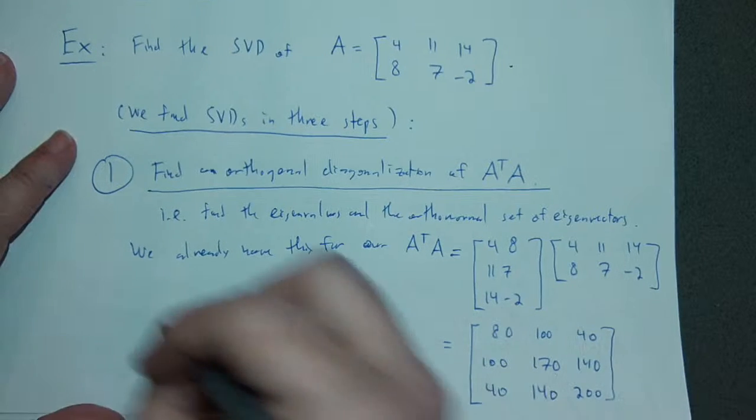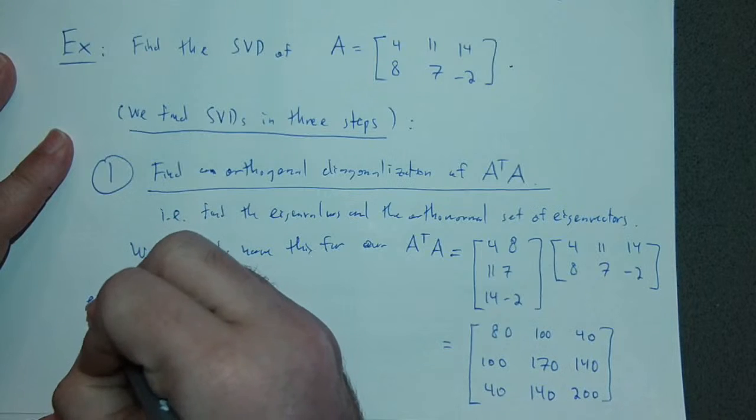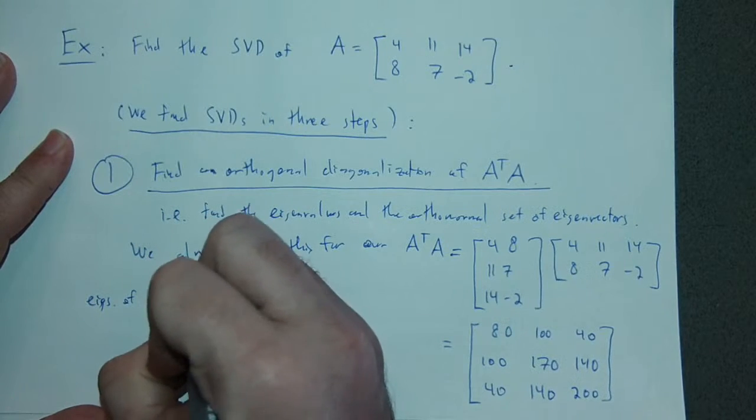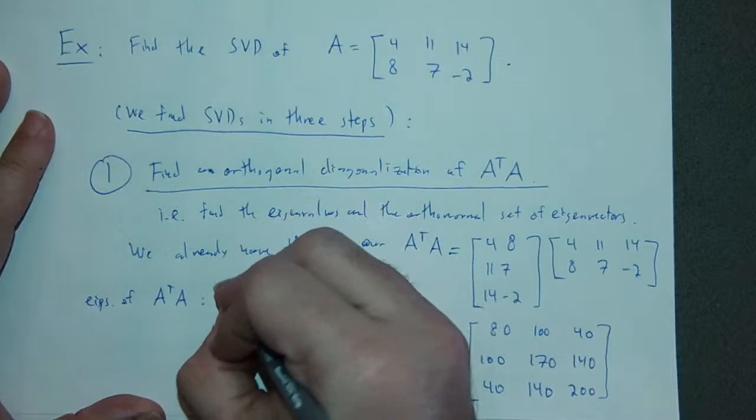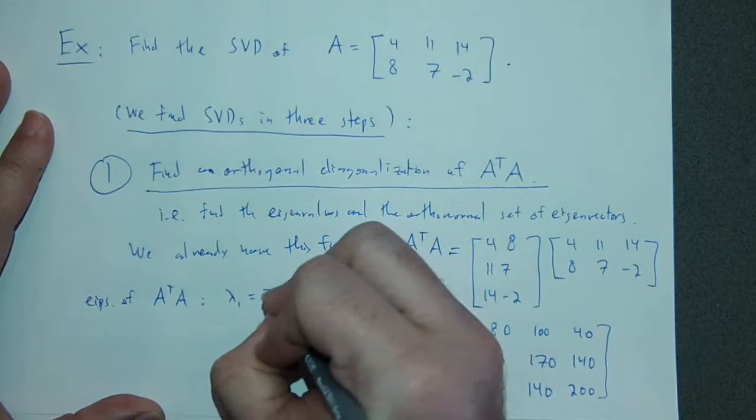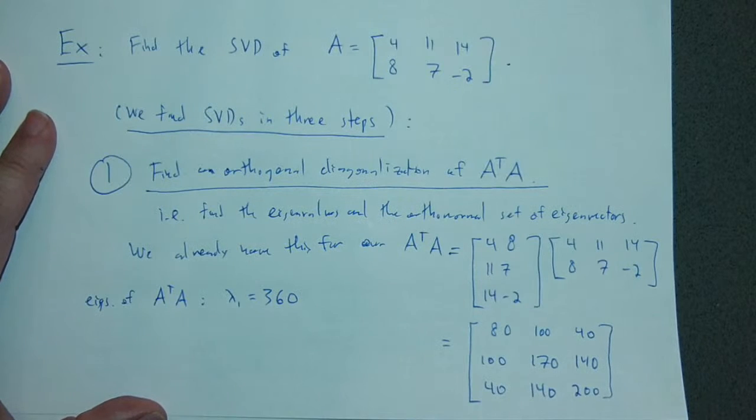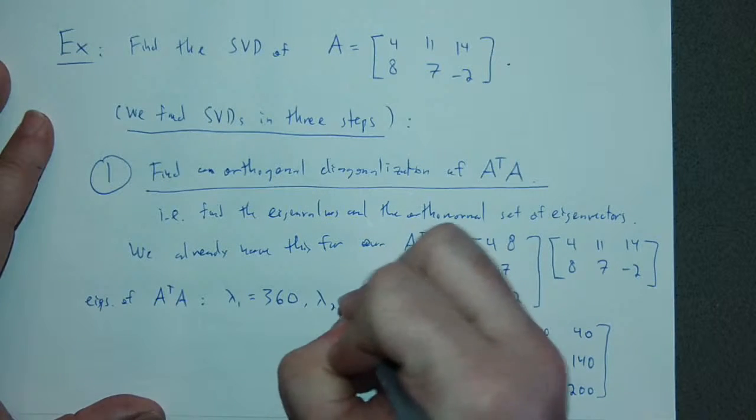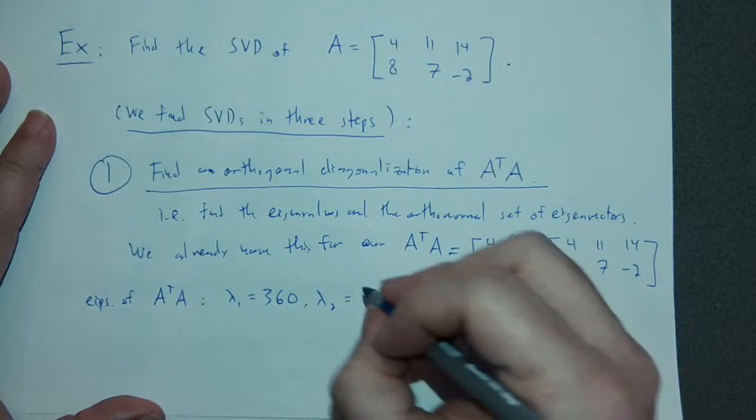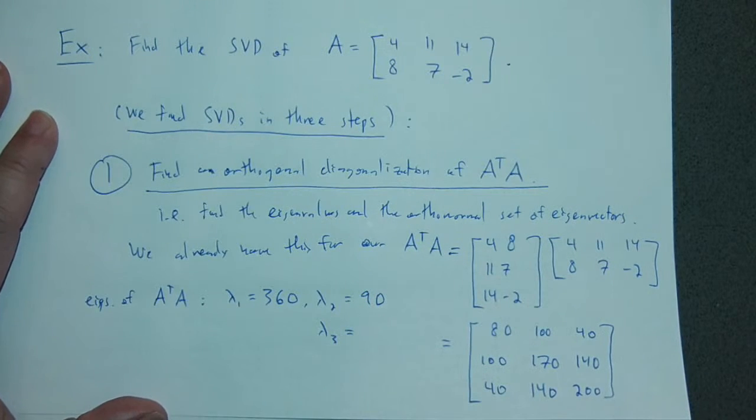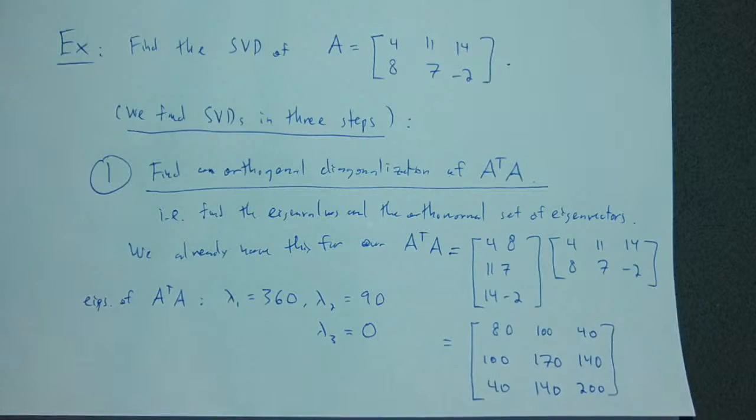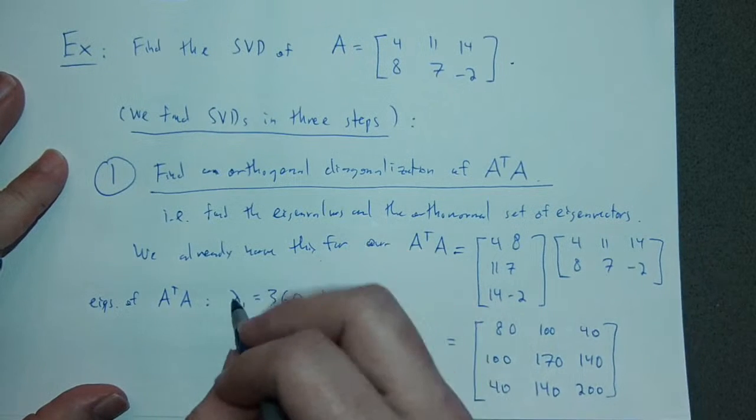What are the eigenvalues of this thing? So eigenvalues of A transpose A. I'll go ahead and put them into nice order here. These are lambda sub 1, the largest eigenvalue. That's 360. Lambda sub 2 is the next largest eigenvalue. That's 90. And lambda sub 3 is 0. Those are my three eigenvalues.